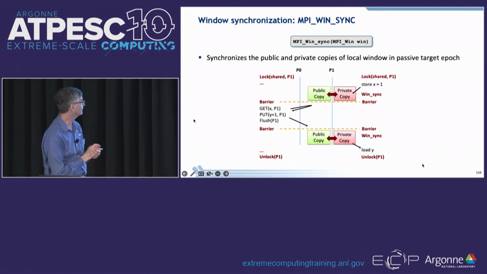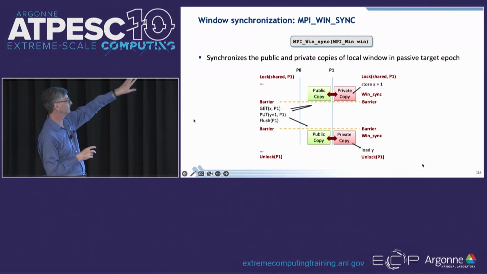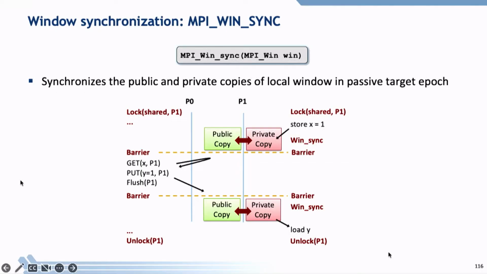Right, so then I get to MPI_Win_sync, which was added in MPI 3 to allow you to say, I need to synchronize the window now. I don't want to wait until the end of the next MPI synchronization operation.